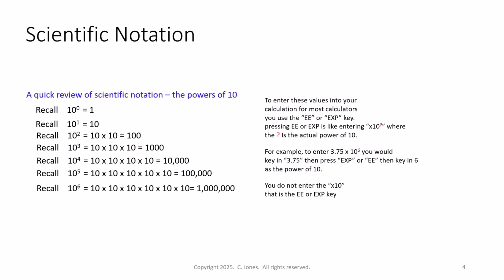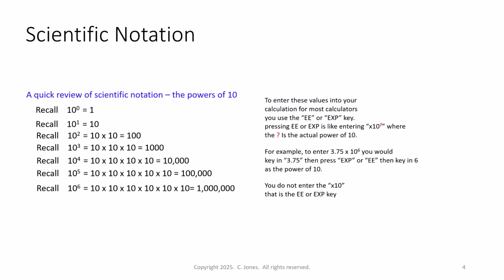10 cubed is 10 times 10 times 10, or 10 to the 1 times 10 to the 1 times 10 to the 1, or 10 to the 1 plus 1 plus 1, or 10 to the third, which is 1,000. And hopefully I don't need to go through the rest of these, but you get the idea. If you are going to do calculations in cell culture, you should be comfortable with scientific notation.